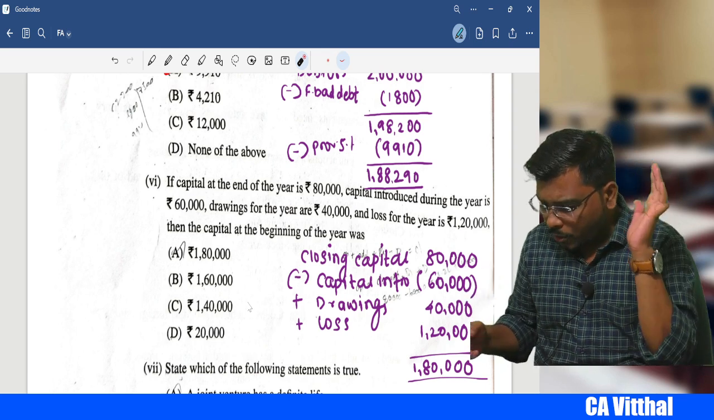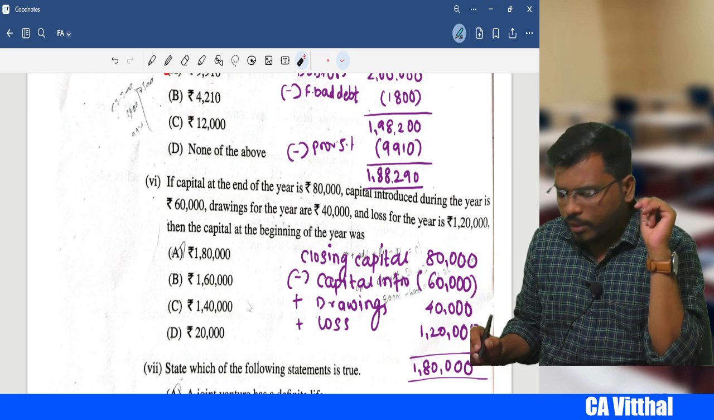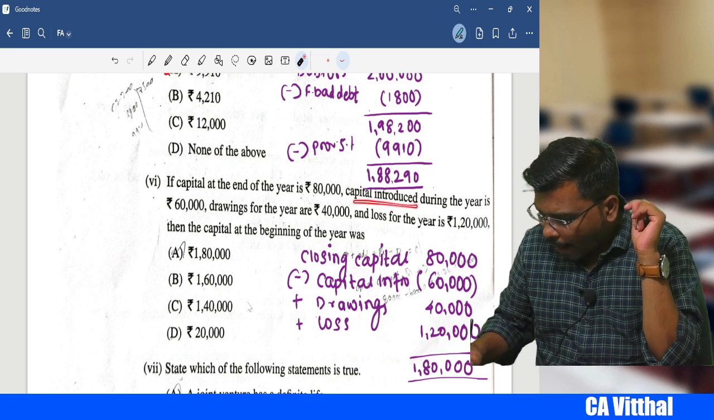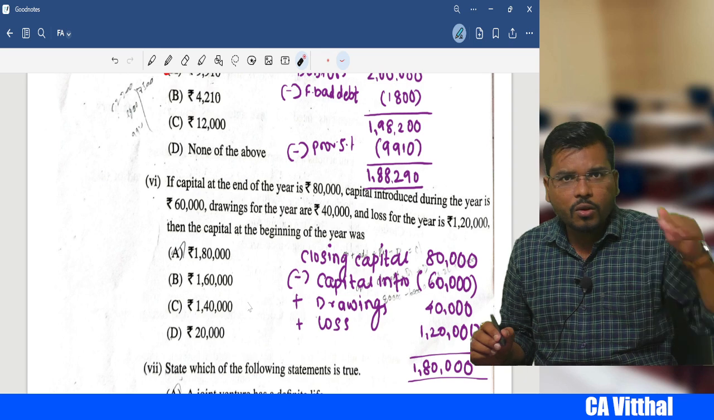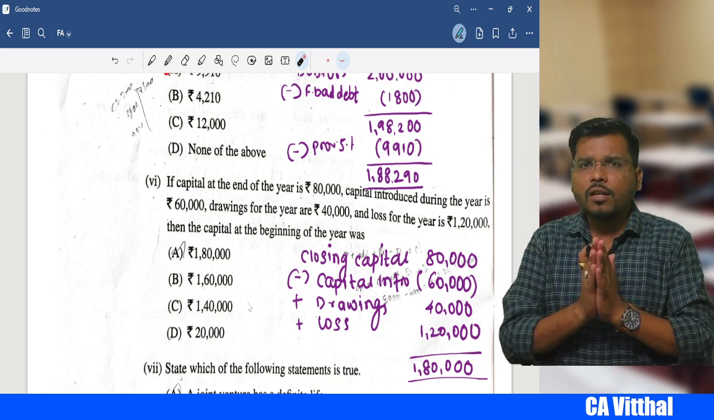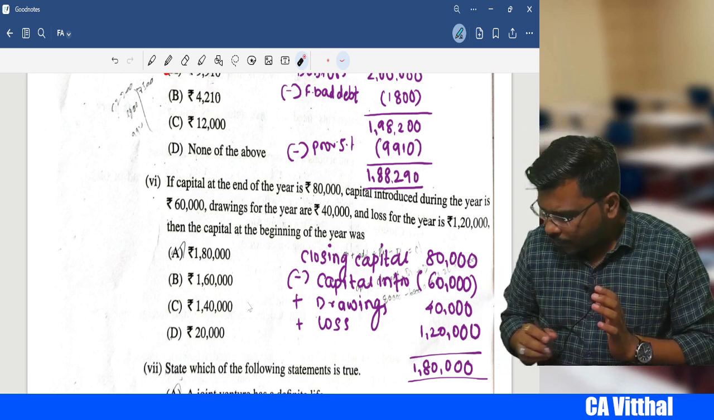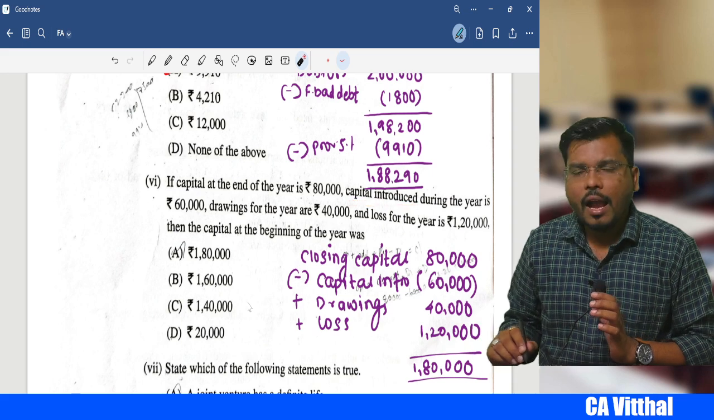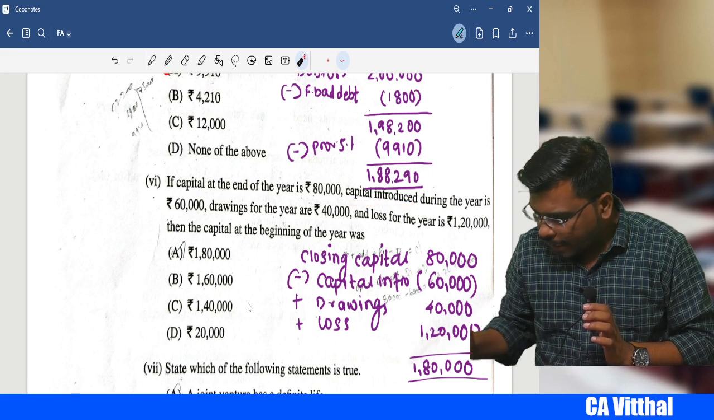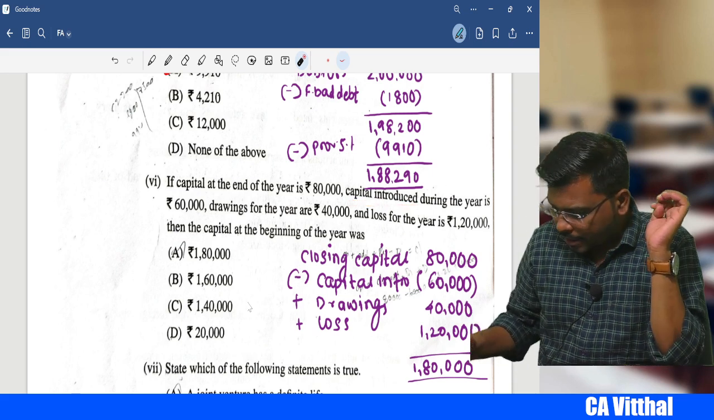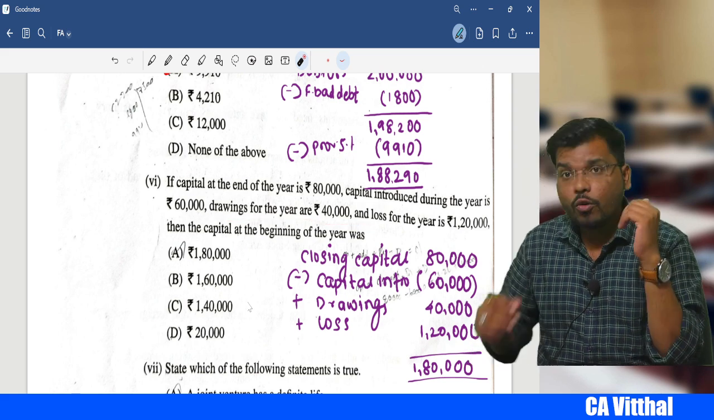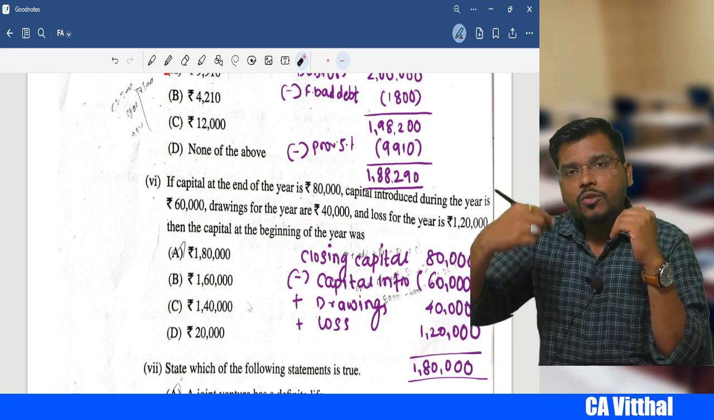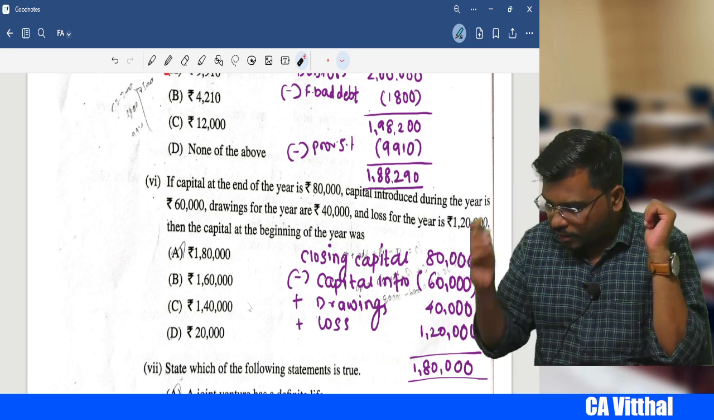That's it. So our closing capital is how much? 80,000. Capital introduced during the year is how much? 60,000. So from the closing capital, what do we do, my dear student? We will subtract this additional capital. So closing capital minus additional capital, then drawings during the year, we will add back the drawings. Like in the opening capital we subtract the drawings, so from the closing capital we have to add back the drawings.